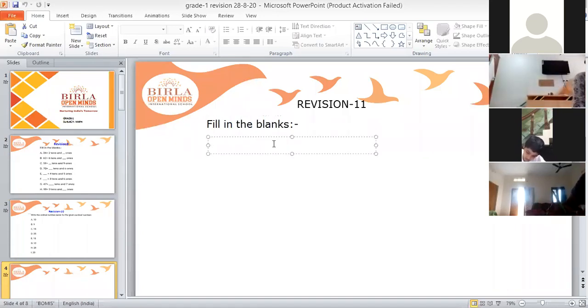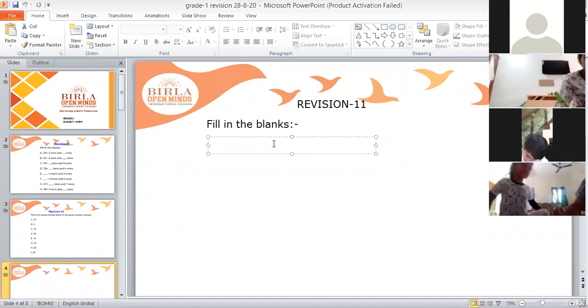Children, write date and classwork. You have to take out a new page, write date and classwork there. After writing date and classwork, leave one line, write revision 11. Then again leave one line, write fill in the blanks and note down these questions.